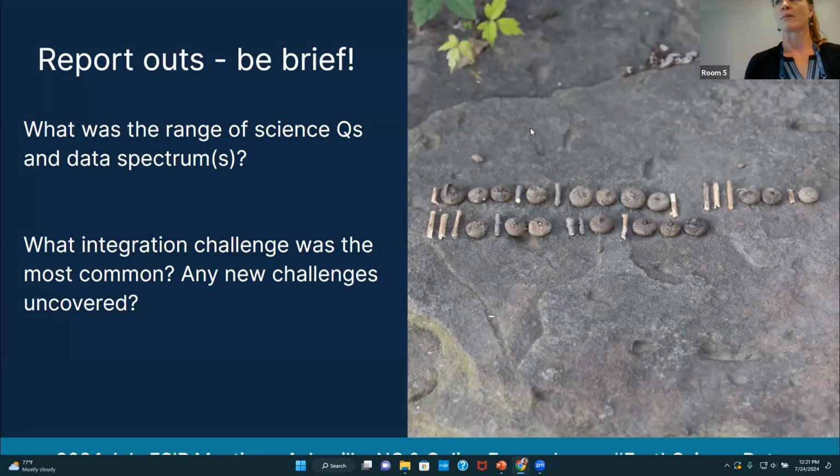But I would like to do a couple of report outs for people to talk about their group: what the discussion was, the range of science questions you talked about, the range on the data spectrum, what data integration challenges were happening, what the most common data integration challenge was, and any new ones that weren't covered. And can we do the online people first? Does anybody from the online community want to share, since we don't get to interact with you as much?